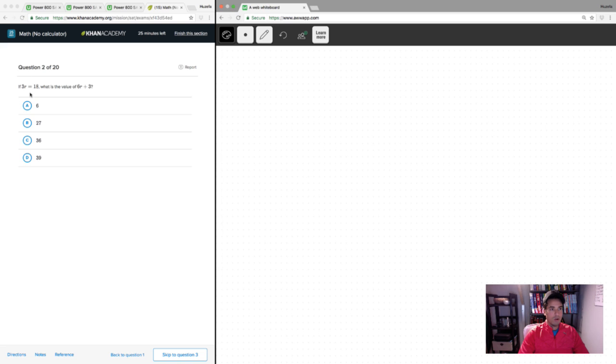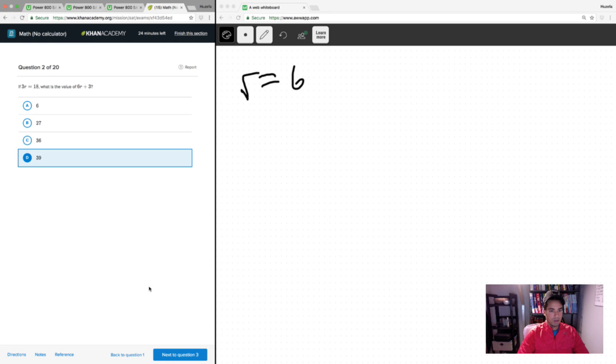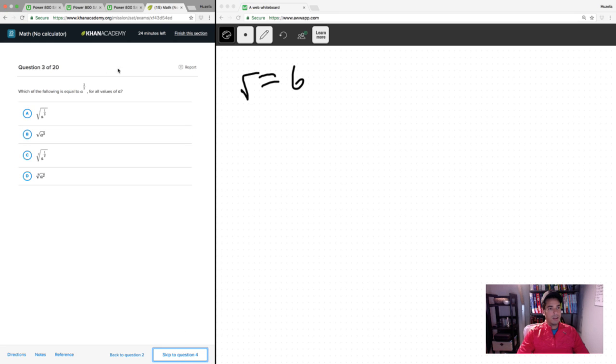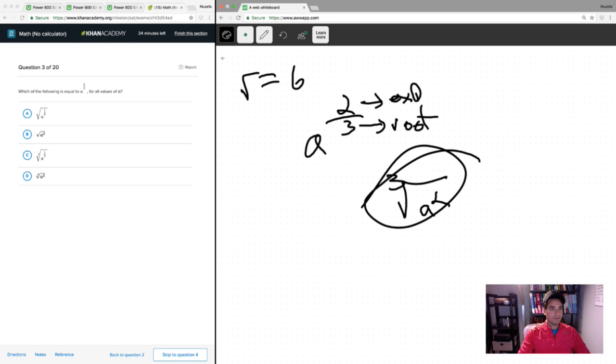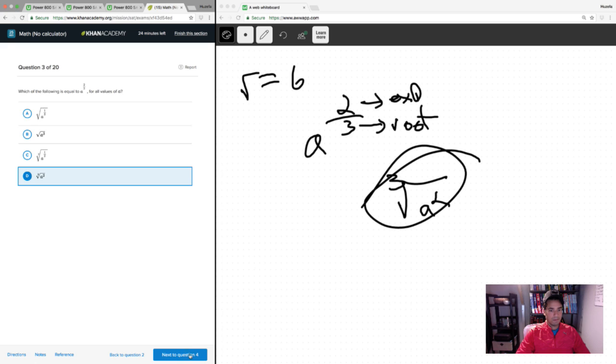Let's go with this one. What is 6r plus 3? Well, r equals 6, right? We can see it from that first equation. Plug 6 in. 36 plus 3, 39. Number 3, which of the following is this? So what are our rules for exponents, fractional exponents? We go a to the 2/3. This is your root, and this is your exponent. So this becomes the cube root of a squared, and there you go, which is this guy.